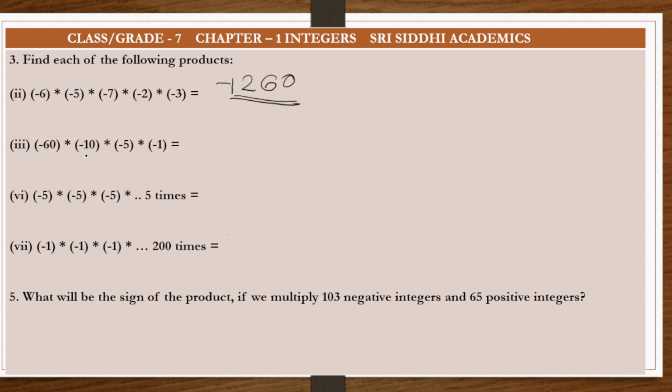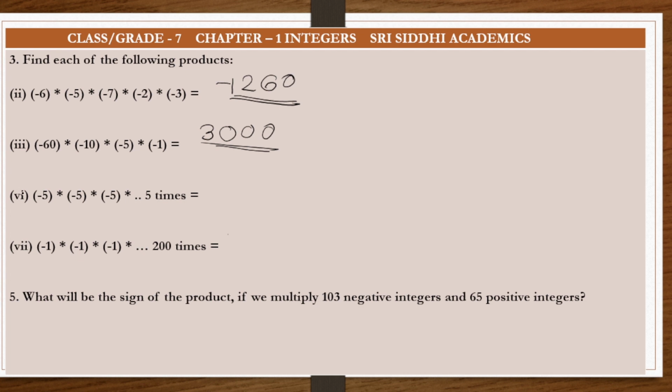Now here 1, 2, 3, 4 negative integers are getting multiplied, so answer will be positive. Even if I don't put a plus sign here, it means that the product is positive. So let's not put a sign, just multiply the values now. 6 into 10 is 60, 60 into 10 is 600. 600 into 5 is 3000, and 3000 into 1 is 3000. So it is going to be positive integer and the value is going to be 3000. Question number 3 bit 3 is over.